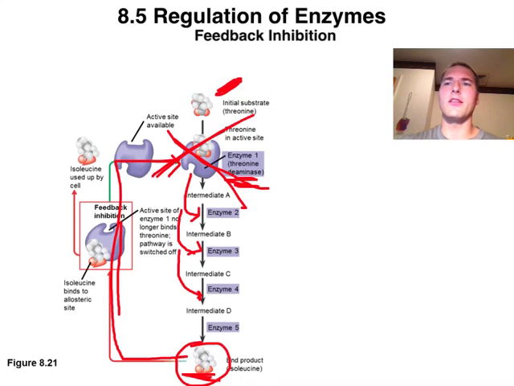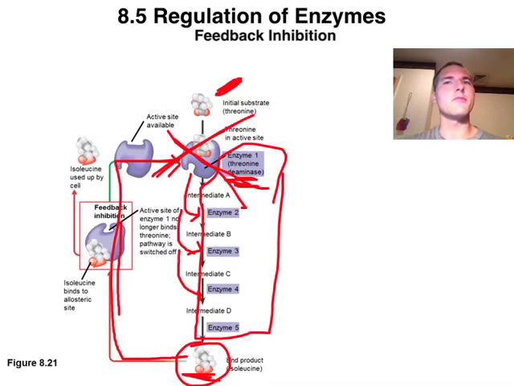Oftentimes, just to kind of throw this out there, we've got these like 5 enzymes here that are all working together to do something in the end. A lot of times these enzymes will actually be held together in an enzyme complex, and they're different enzymes, but they'll actually be held together to increase the chances that the products from enzyme 1 will actually make it to enzyme 2 versus if they were in total different parts of a cell.